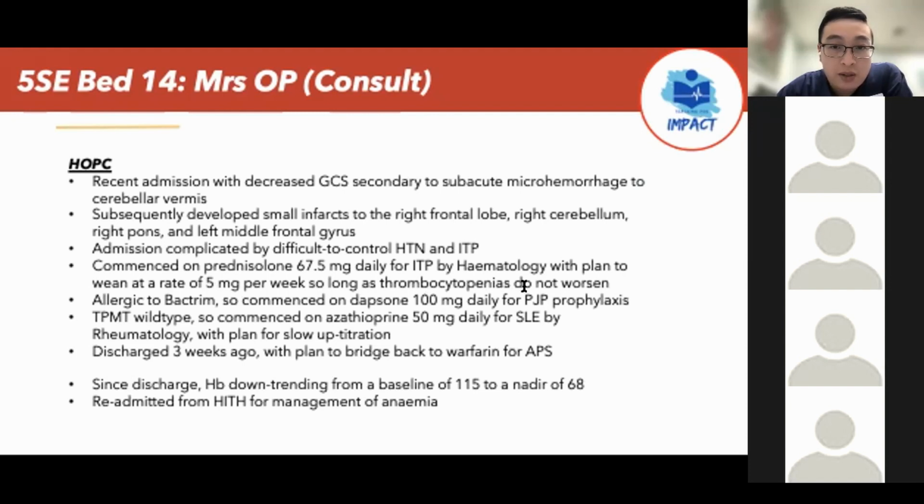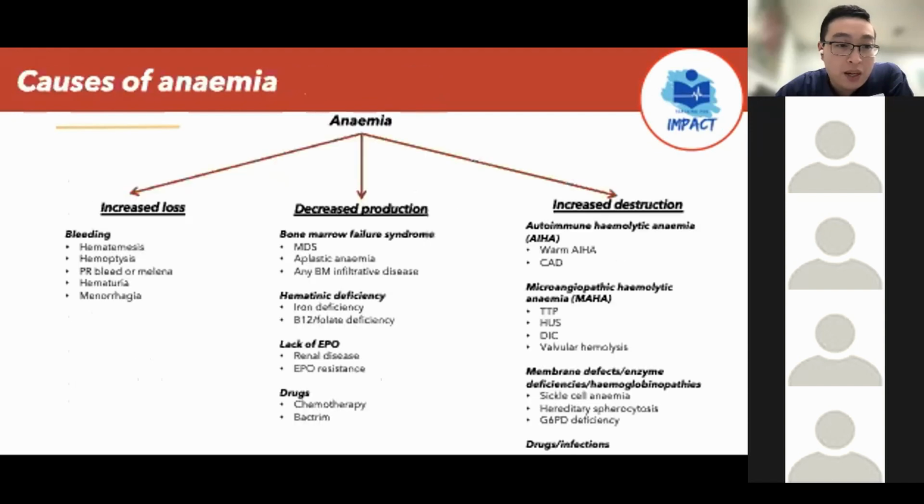This patient was allergic to Bactrim, so we commenced her on dapsone for PJP prophylaxis. She was TPMT wild type, so we commenced her on a low dose azathioprine for her SLE, as guided by rheumatology, with a plan for a slow wean. Since discharge, her hemoglobin had been downtrending. Her baseline was like 115, but then it reached a nadir of 68. So the patient was readmitted from HIF to Gen Med for management of the anemia, and Gen Med called haematology. Now, I want to talk about anemia in the 10-15 minutes that we have left.